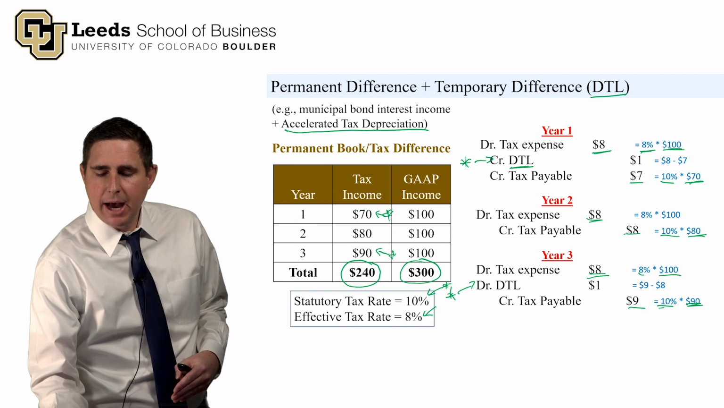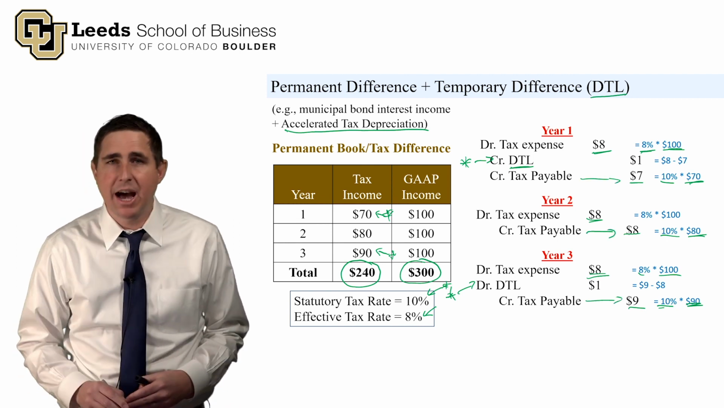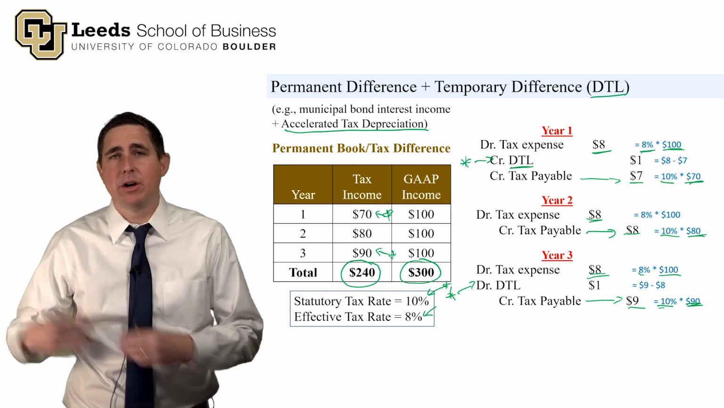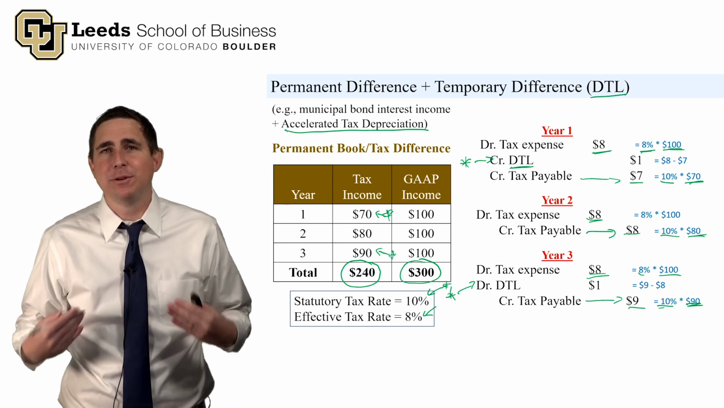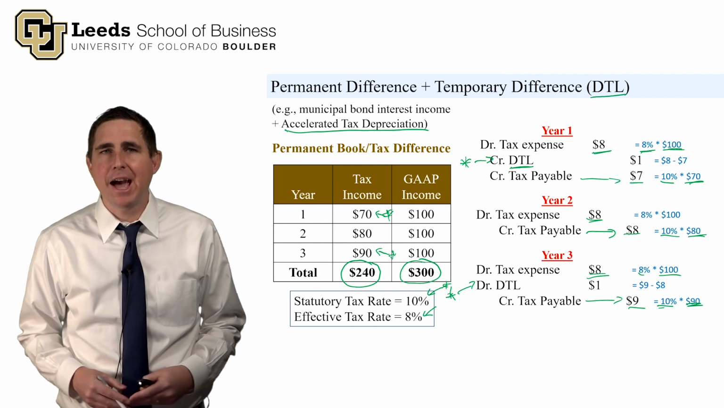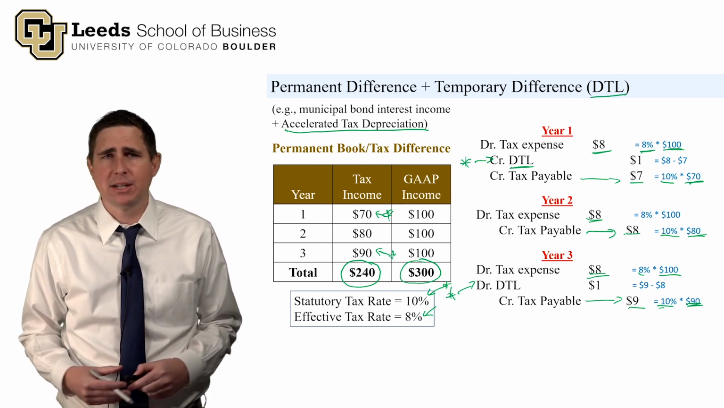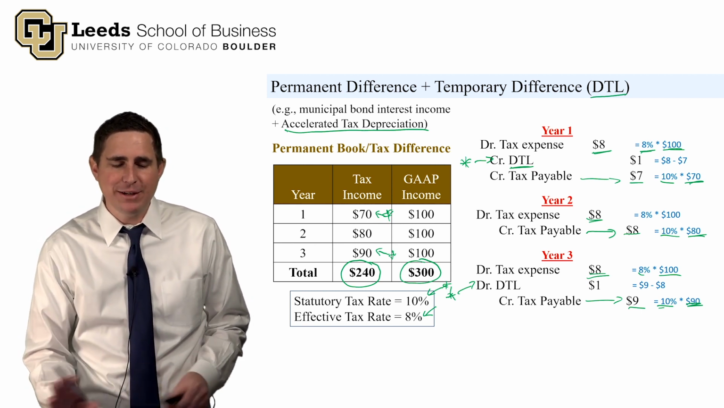And here, the taxes payable is increasing over time. It started at 7, went to 8, and went to 9. So you can see that we're paying a very low amount of tax in early years and a very high amount of tax in later years because the IRS is trying to incentivize us to invest in this property. So we get to reduce our tax bill in these early years and reduce the net present value of our total tax bill.